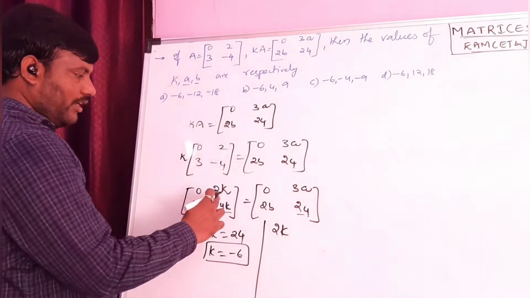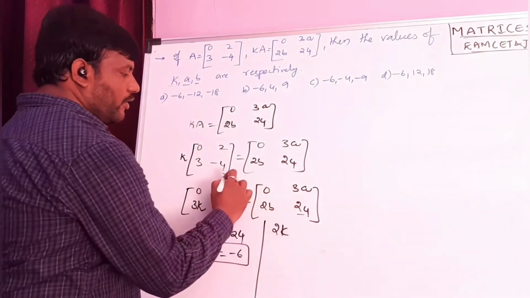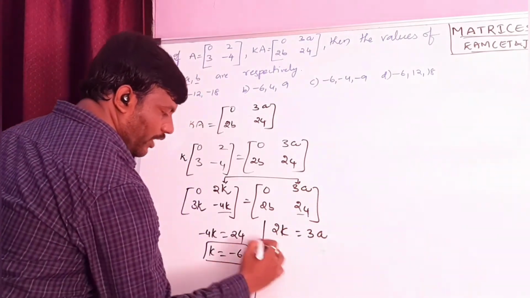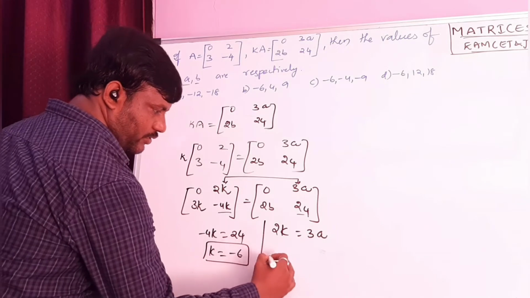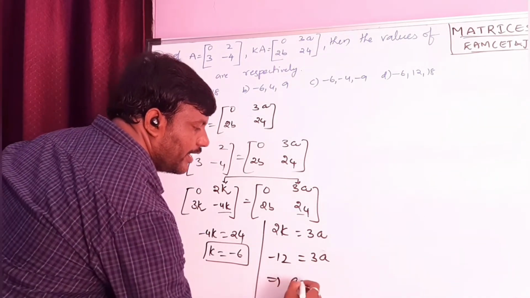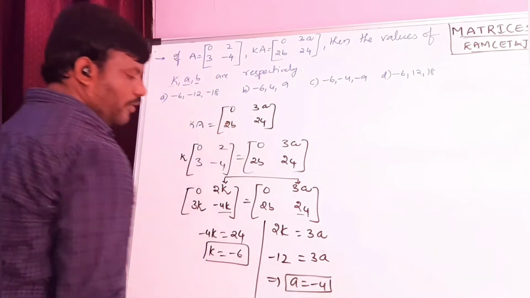The A12 element here is 2K, and here it is 3A. So comparing these, 2K is equal to 3A. But we already have K as minus 6, so substituting, we get minus 12 is equal to 3A. It implies A is equal to minus 4. Now we have K and A.